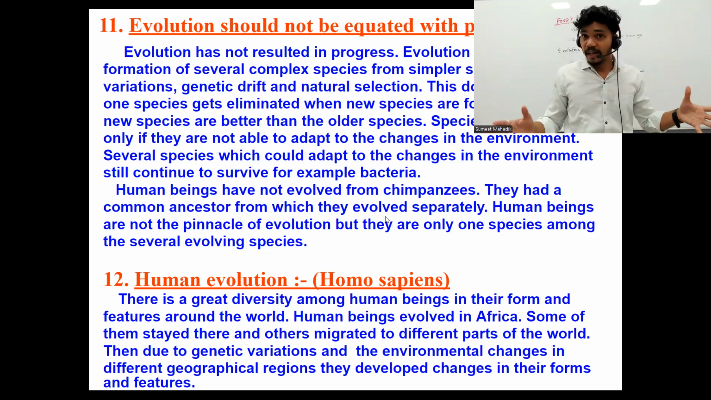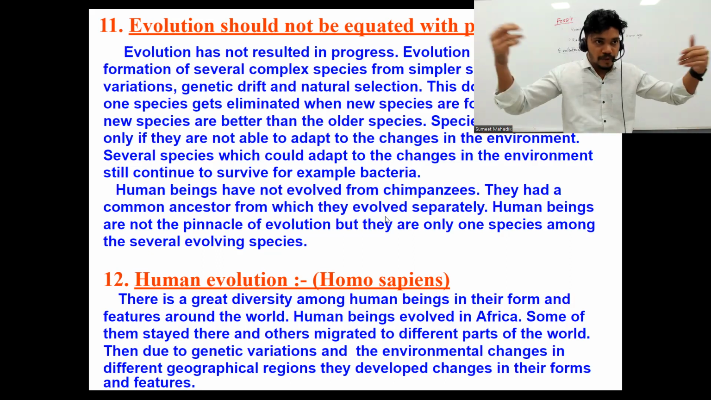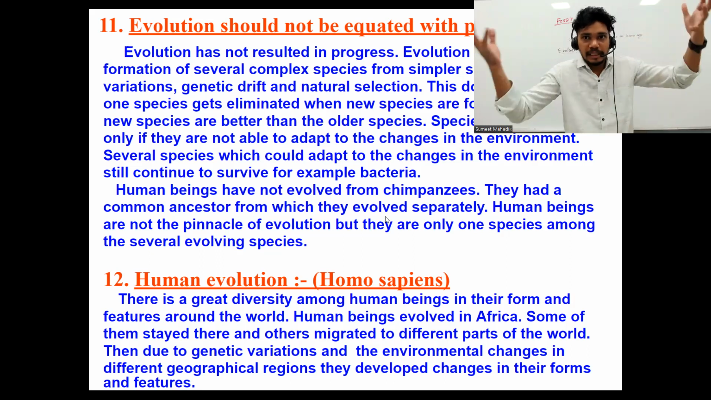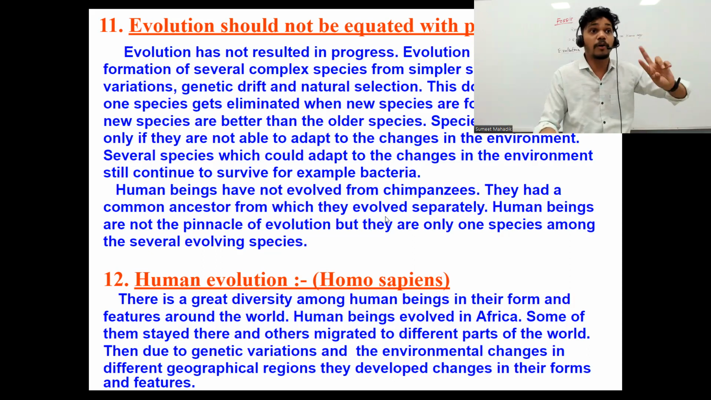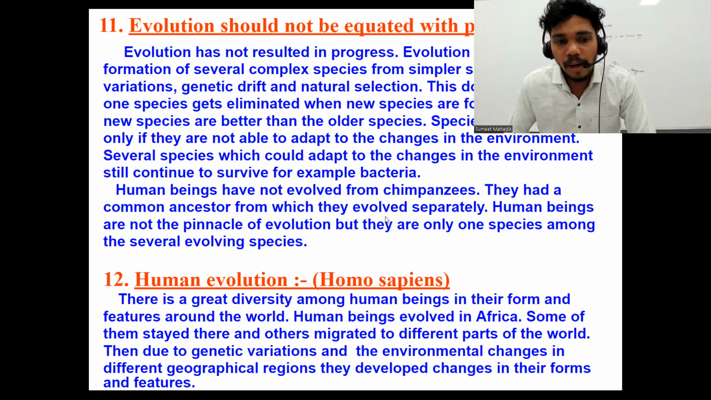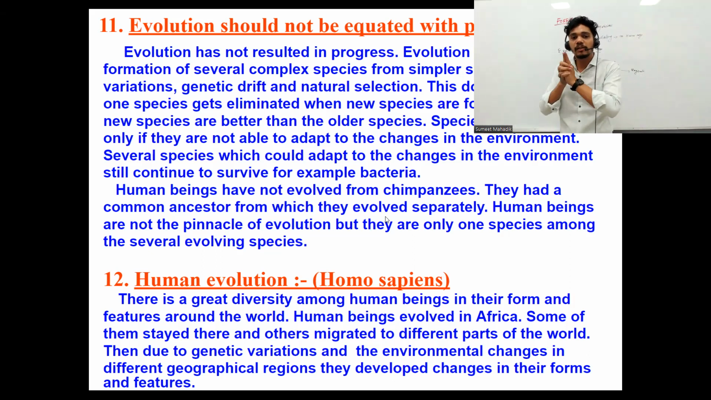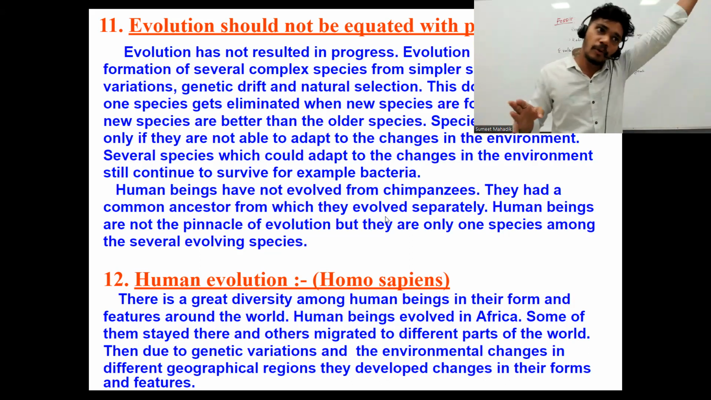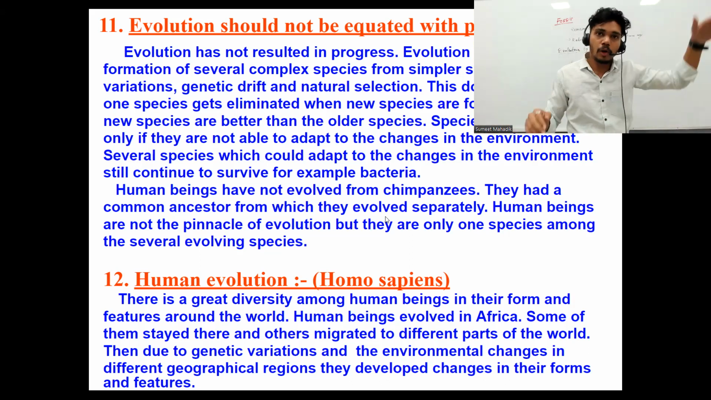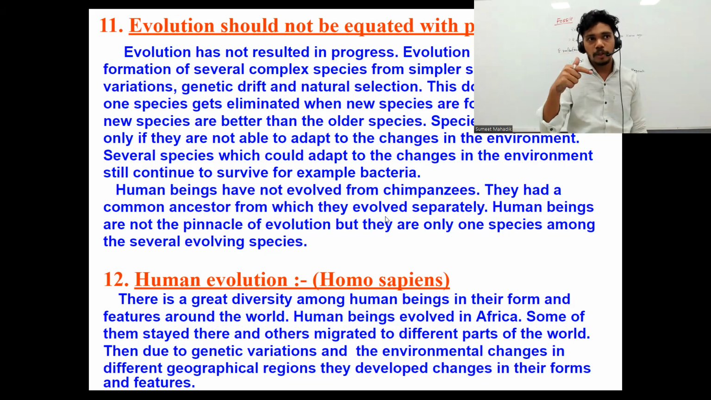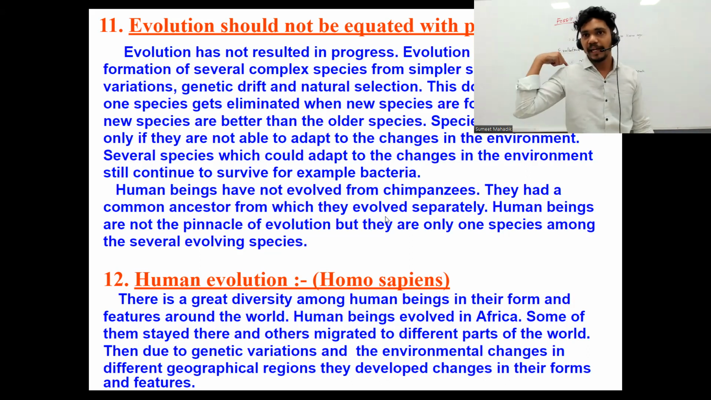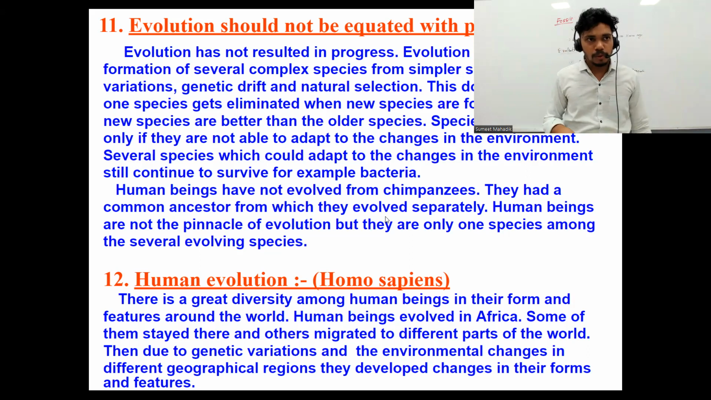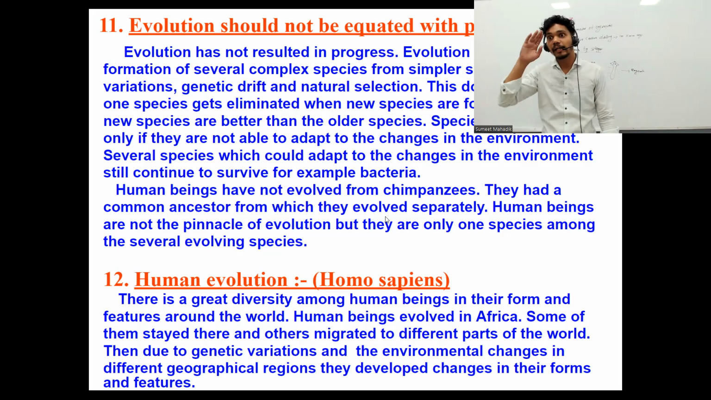We don't know exactly why the dinosaurs got destroyed, because we were not there. So we are just predicting the theory that temperature increased, and because of that they were not able to survive, because they are cold blooded. Several species which could not adapt to changes in the environment still continue to survive, for example cockroach, crocodile. The cockroach is so developed that even with an atomic bomb, he can survive.